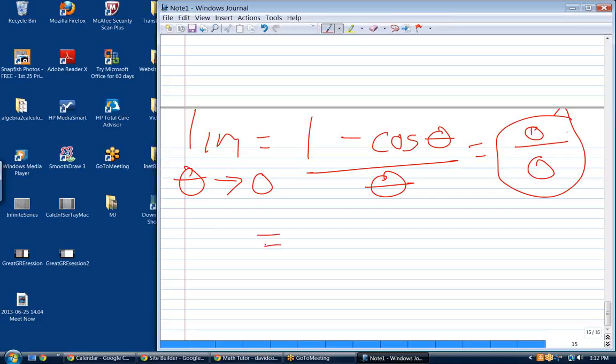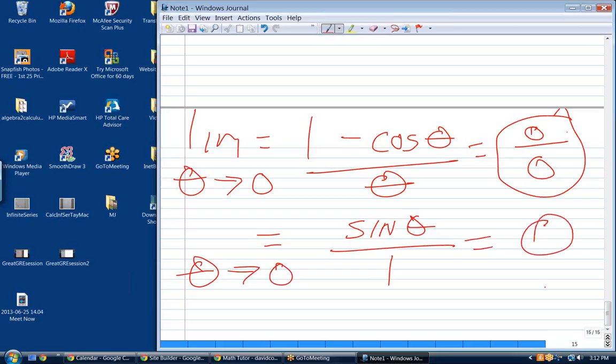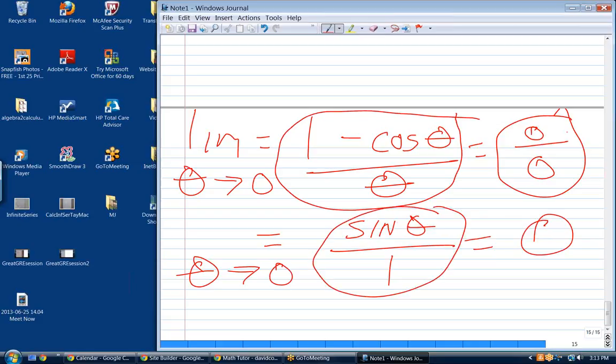But if I use L'Hopital's rule, what's the derivative of the numerator? It'd just be the derivative of negative cosine. So yes, the sine over 1. And now, as theta goes to 0, this whole thing goes to 0. So 0 is the limit. It's just that I needed L'Hopital's rule to tell me that. Okay, awesome.